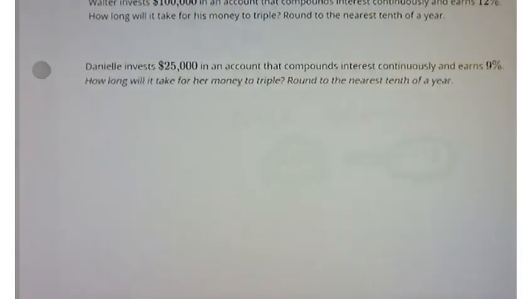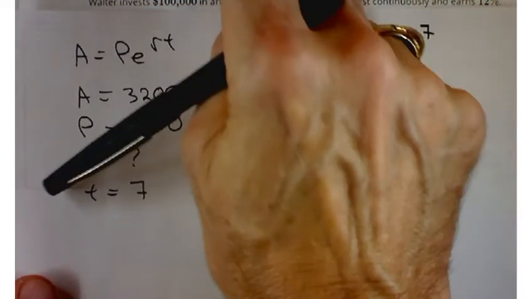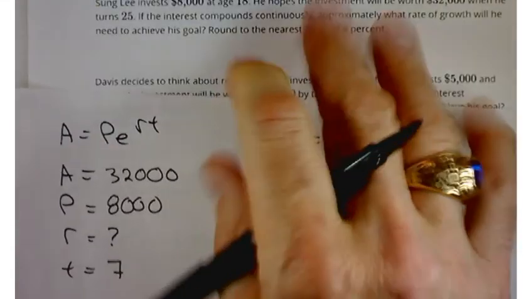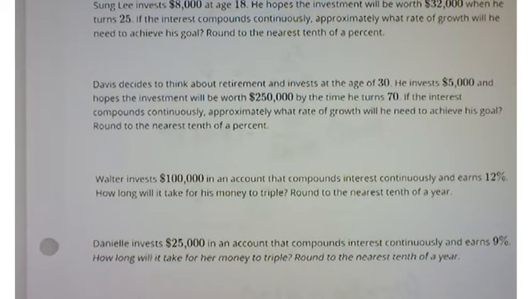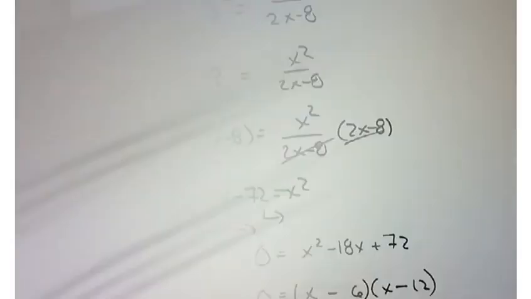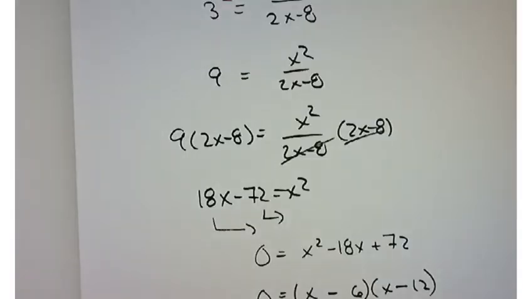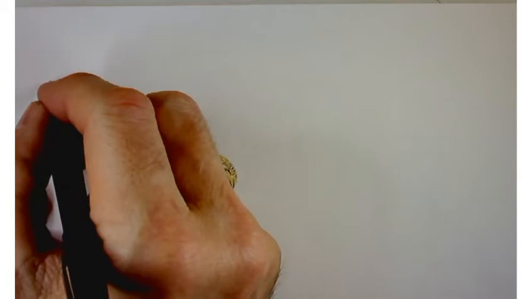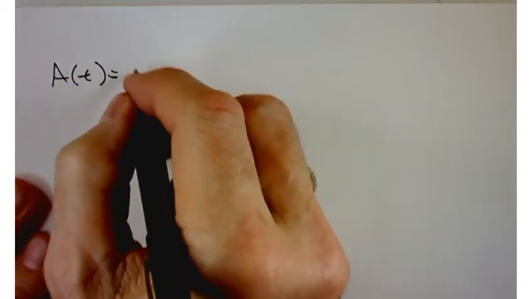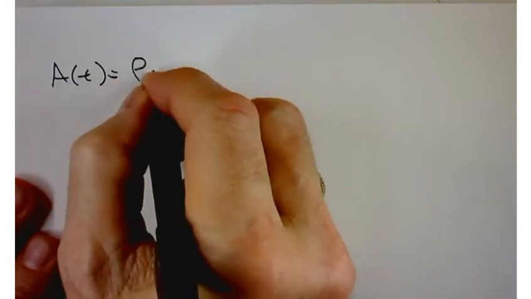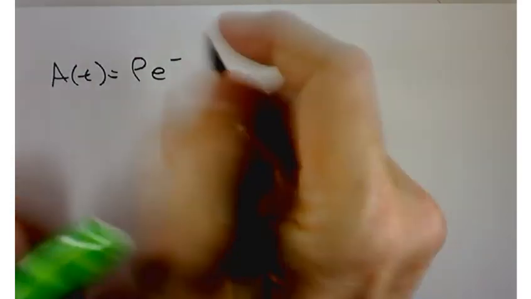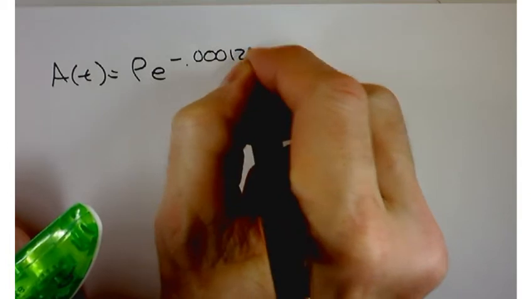Let's solve another one. Are we okay with this example from Newton? Let's do one from the book, kind of another exponential one. Let me give you this equation first. A of t equals P times e to the negative 0.000121 t.